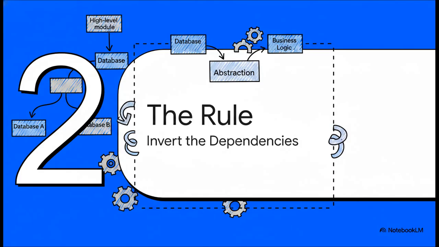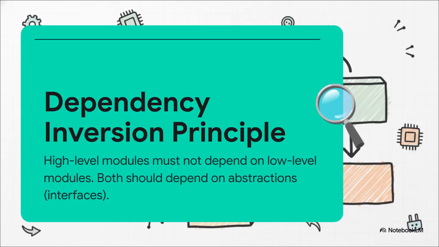Okay, so let's take that exact same idea and bring it into our code. Instead of having our important business logic directly plugged into the nitty-gritty details like a specific database, we're going to flip that dependency on its head. We're going to invert it. So here's the official rule, the Dependency Inversion Principle, or DIP. Rule number 1: your important stuff, your main business logic, what we call high-level modules, shouldn't be directly connected to the details, the low-level modules.